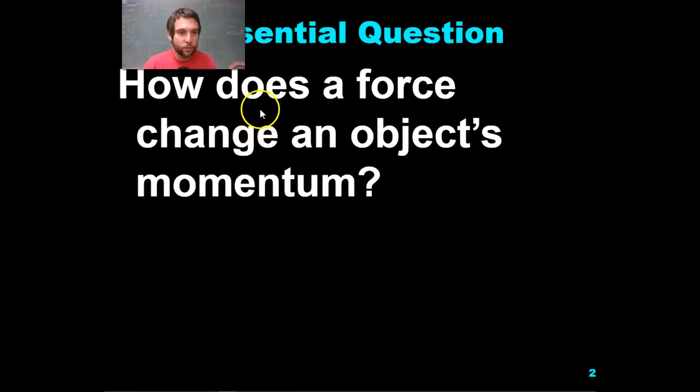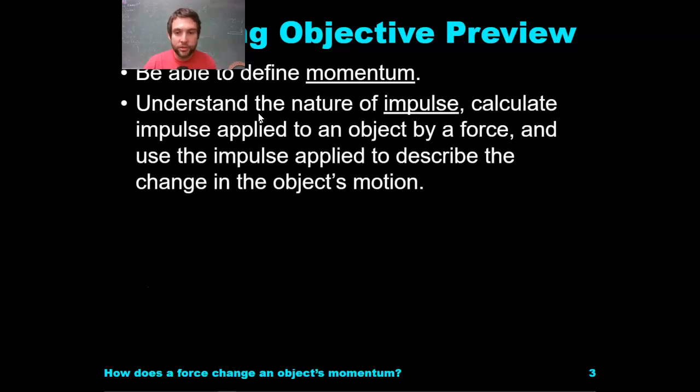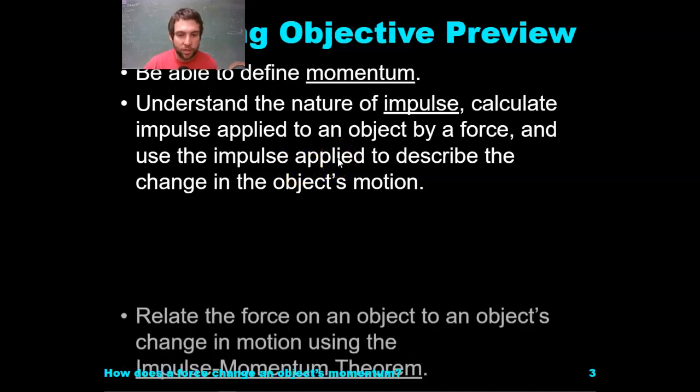Momentum and impulse. A force has two jobs. How does a force change an object's momentum? Our objectives: we're going to be able to define momentum, understand the nature of impulse, calculate impulse when applied to an object by a force, and use the impulse applied to describe the change in the object's motion.